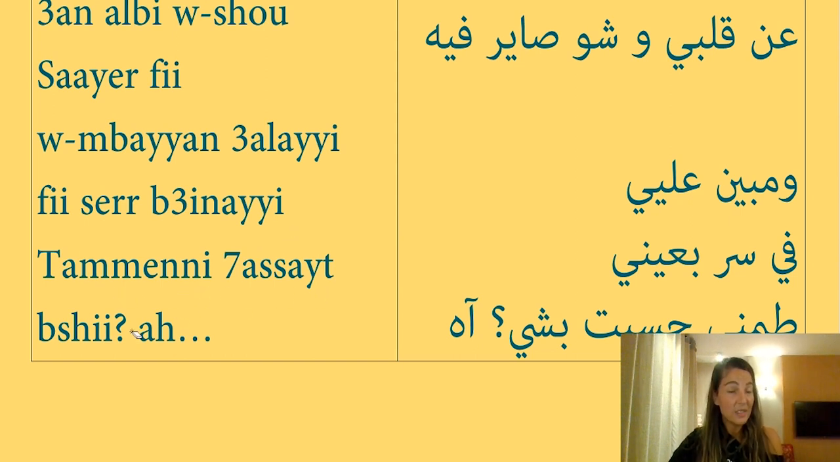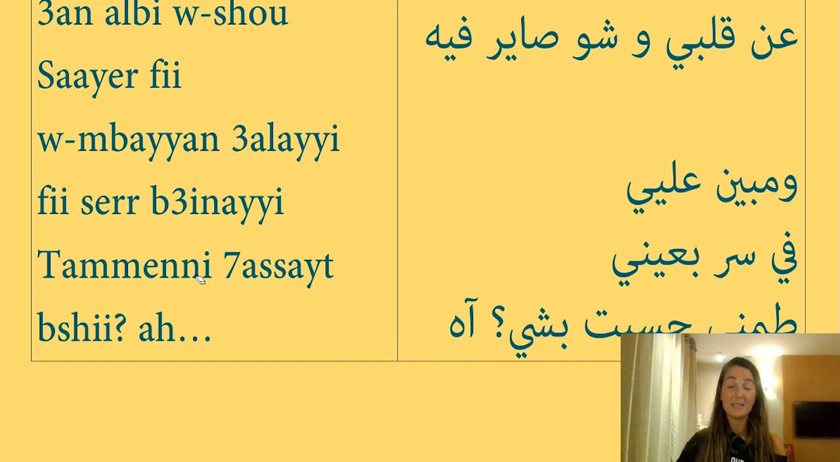طمني حسيت بشي. طمني means make my mind comfortable or give me comfort in my mind. طمني. So for example, if one of our friends, God forbid, had a car accident, we call them and we say tamminni alayk, like when we're checking on someone, we say tamminni, make my mind comfortable, so that we make sure that you're okay or something like that. So tammin is the verb, tamminni is make me comfortable. It's like give me peace of mind basically, but it's a way to say you're checking on someone. If they are okay, طمني, like make me comfortable, let me know.